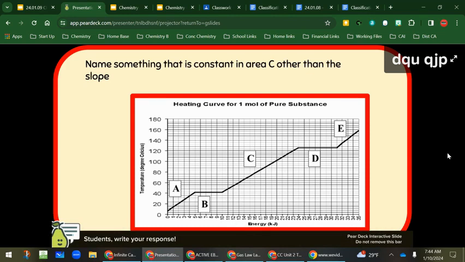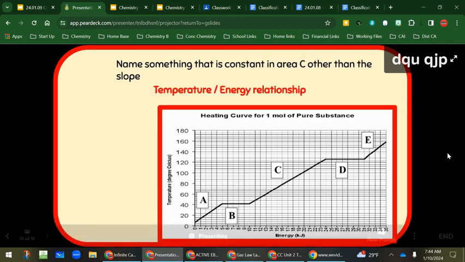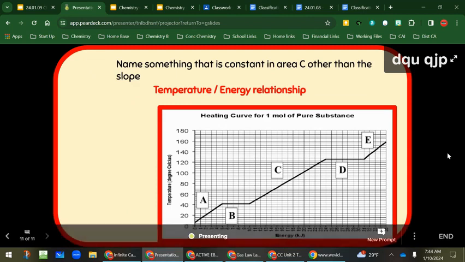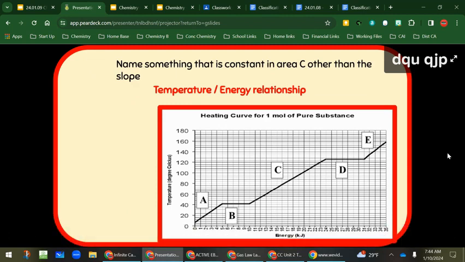What do you have? The mass. The mass of the particles and the temperature energy relationship as well. Now, I know that relates to slope, but the mass and the temperature energy relationship. In other words, for every so many kilojoules of energy you add, you go up a certain amount of temperature. Very good.